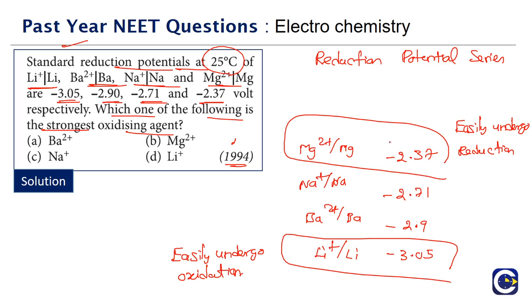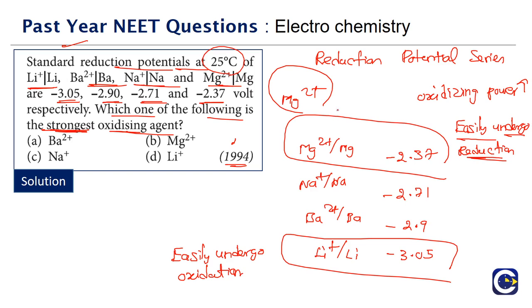So here, where the reduction happens easily at the top, means if you look at what they are asking, strongest oxidizing agent. So whichever is able to easily undergo reduction, that will have what we say high oxidizing power, isn't it? Because if it itself is undergoing reduction, it will have high oxidizing power. Otherwise we can say it is a strong oxidizing agent. So it will be like this: magnesium 2 plus is the one that will be able to act as a strong oxidizing agent.